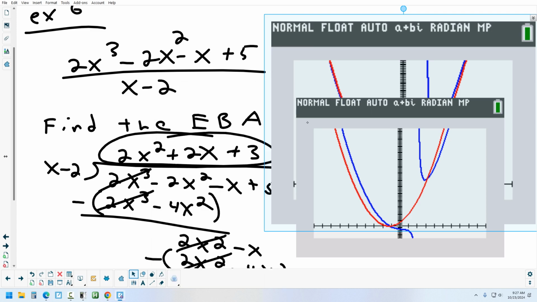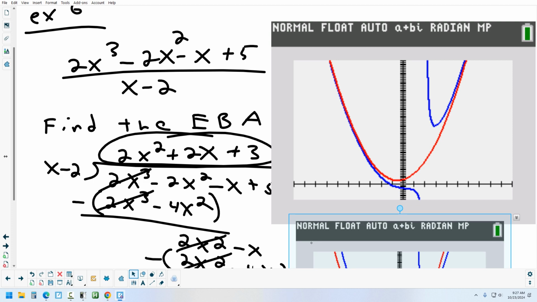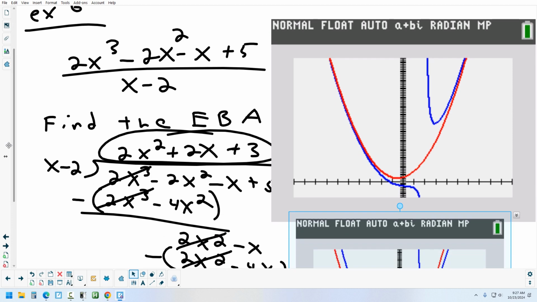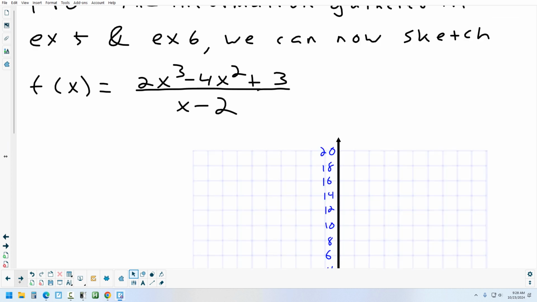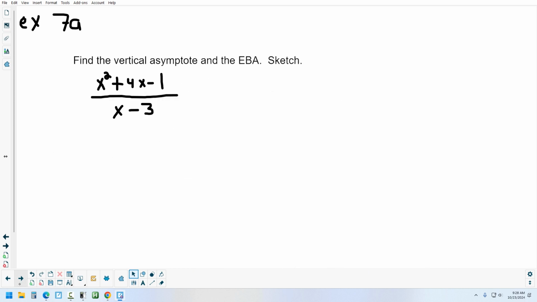So they should look like a pretty close match. That top one is the correct one. Okay. So any question on finding the EBA there? No. Okay. If the EBA has an exponent 2 or higher, you're not going to have to sketch it. I'm just sketching it so you can see that it's right. If the EBA is lower than a 2, then we are going to sketch it. So let's try one when that happens.